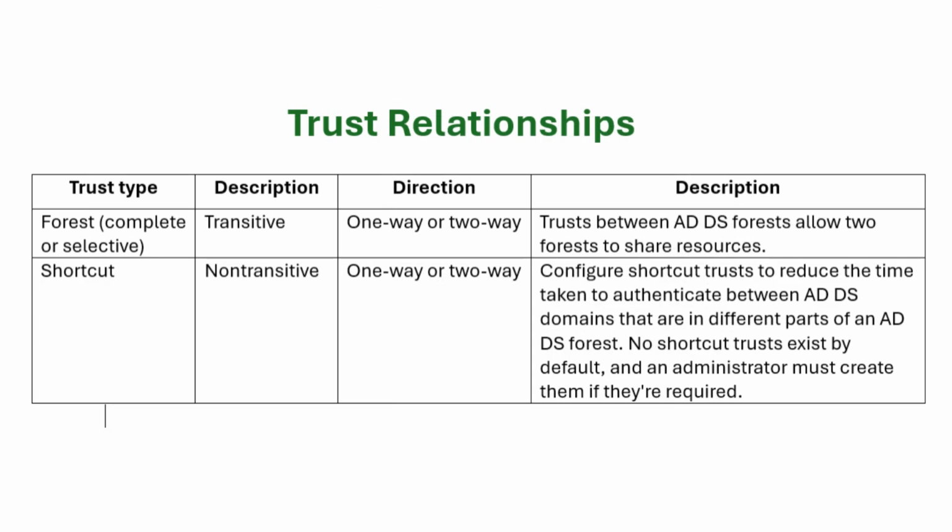Forest: complete or selective, transitive, one-way or two-way. Trusts between ADDS forests allow two forests to share resources. Shortcut: non-transitive, one-way or two-way. Configure shortcut trusts to reduce the time taken to authenticate between ADDS domains that are in different parts of an ADDS forest. No shortcut trusts exist by default, and an administrator must create them if they're required.